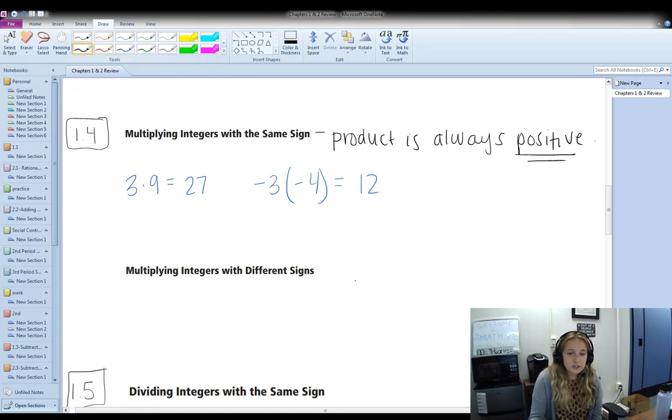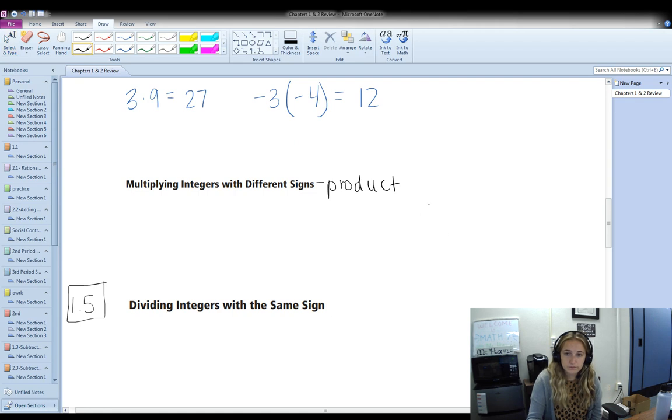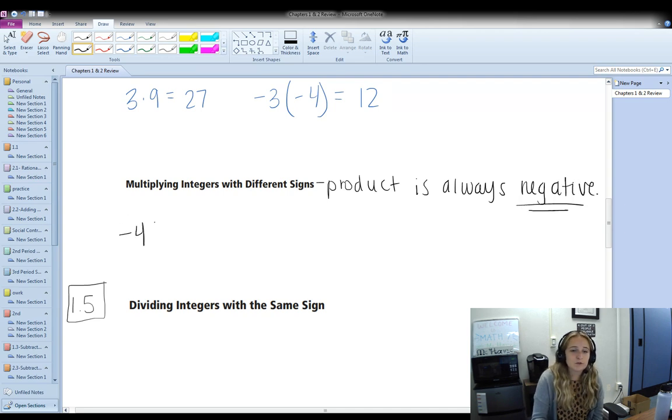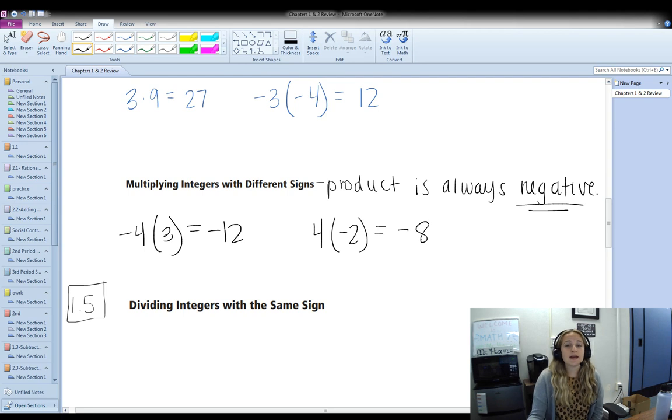All right, multiplying integers with different signs, the product is always going to be negative. Okay, always negative. So negative 4 times 3, one positive, one negative, that's going to be a negative 12. 4 times negative 2, one positive, one negative, that's going to be negative 8. Okay, so if you have different signs in those integers, it's always going to be negative.